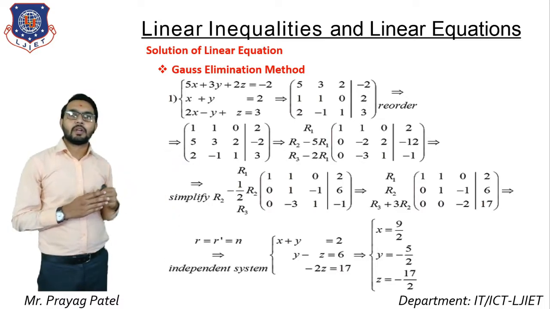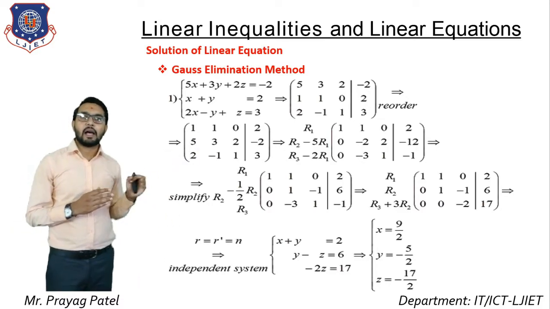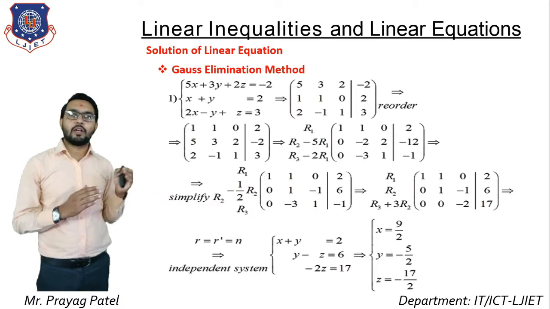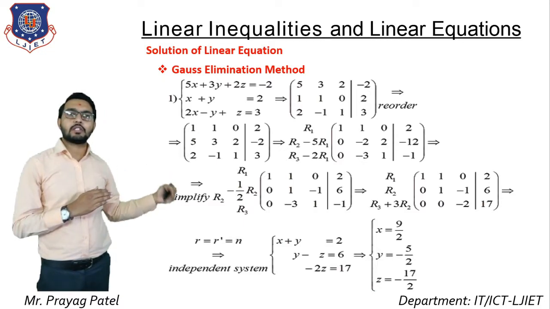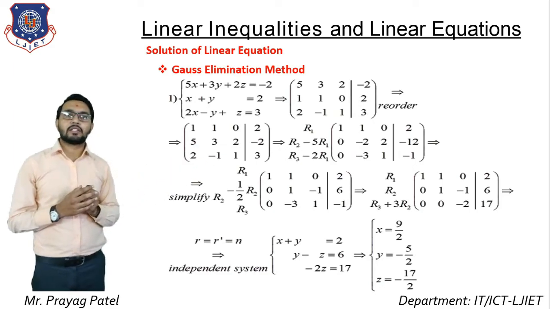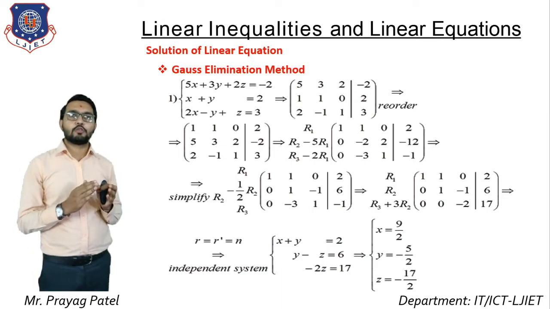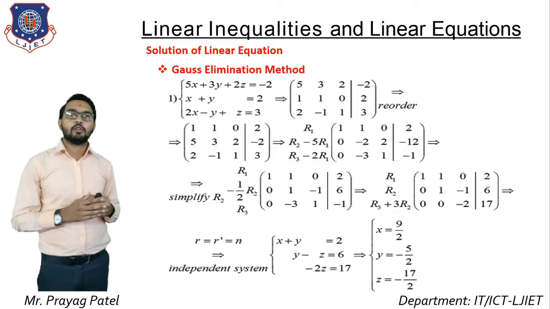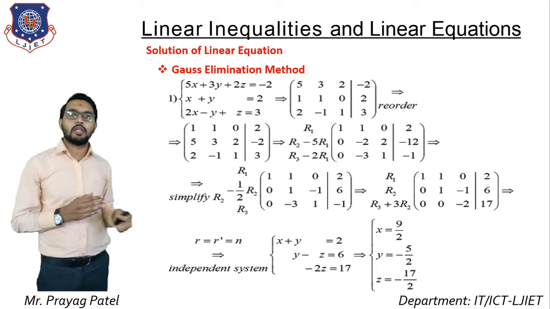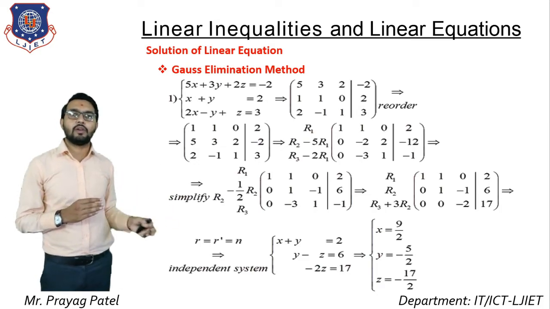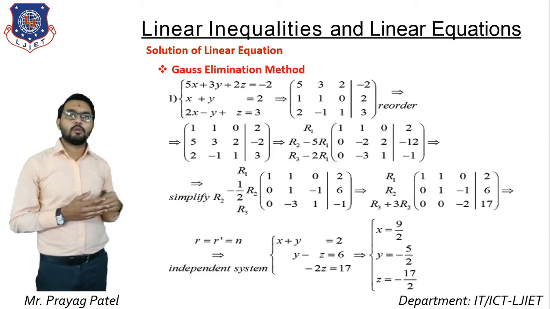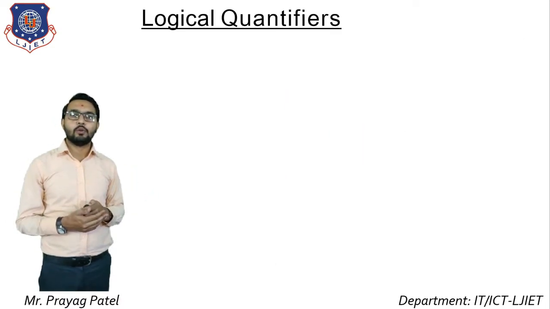Now after that, consider the next operation: r1 as it is, then minus 1 by 2 r2, then r3. The next operation is r1, r2, then r3 plus 3 r2, and at last we will get this type of matrix. Now consider the reduced matrix and, from it, the values of the x, y, z variables. So the first row is x + y = 2, the second row is y minus z = 6, and the third row is minus 2z = 70. So the final values are x = 9 by 2, y = minus 5 by 2 and z = minus 17 by 2.